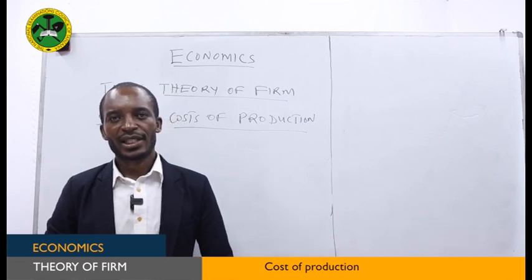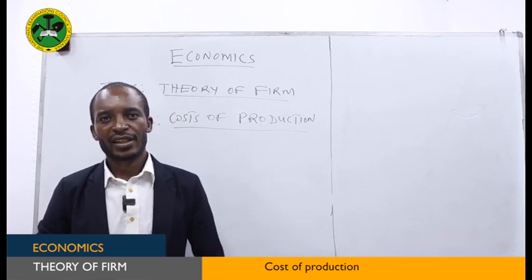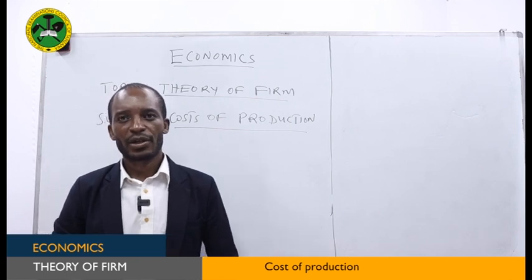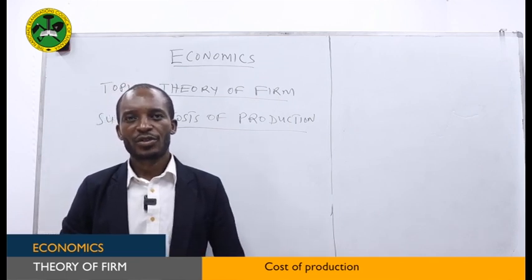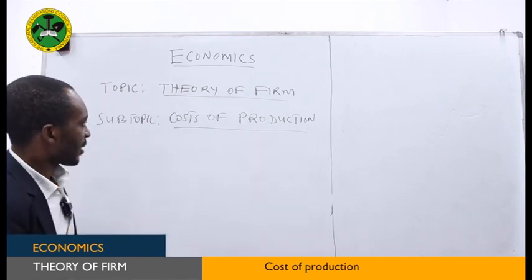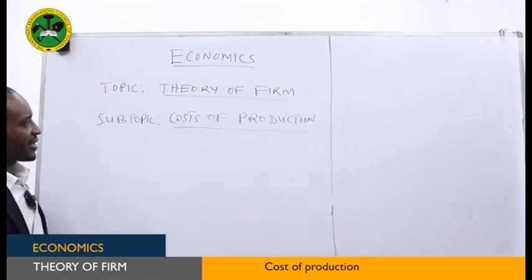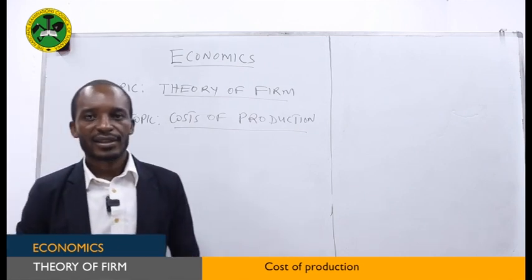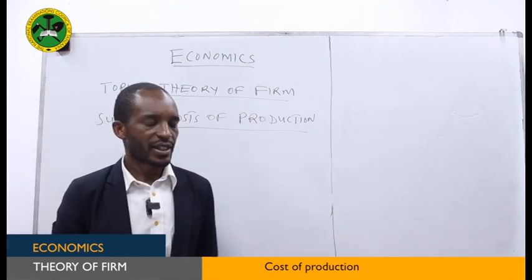Today we are going to discuss economics, and the topic we are going to discuss is the theory of the firm, and the subtopic we are going to cover is the cost of production. So let us discuss what is the cost of production.